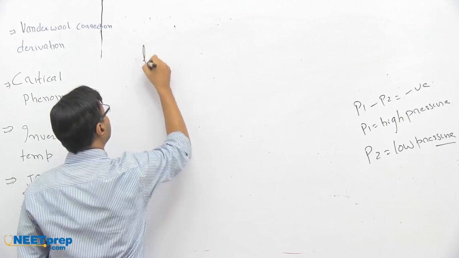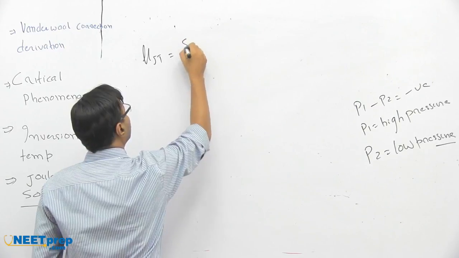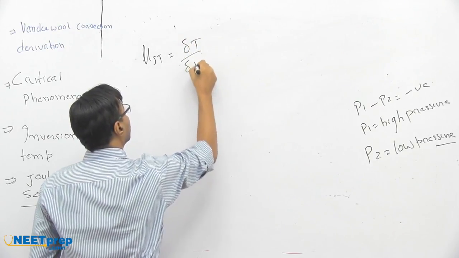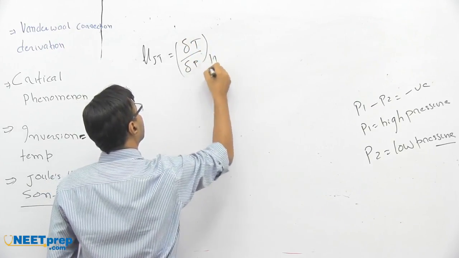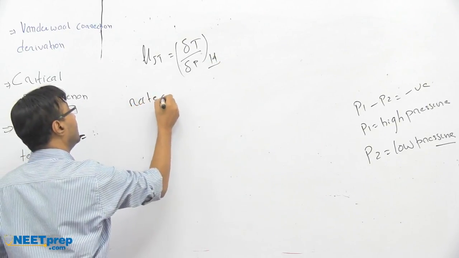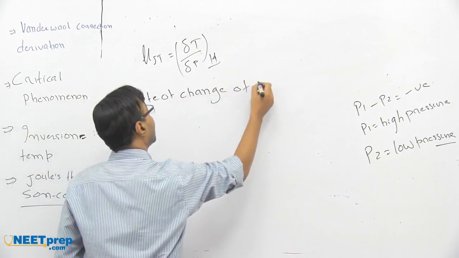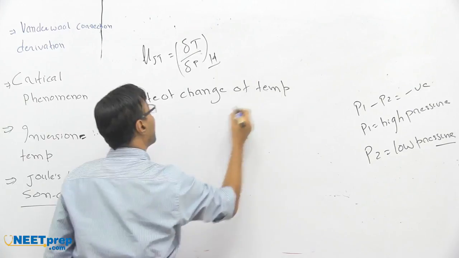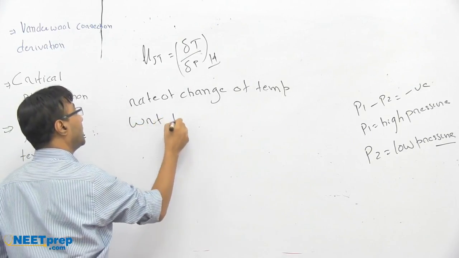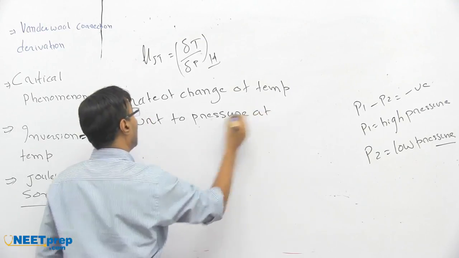Mu JT is equal to the change in temperature by change in pressure at constant heat. It is the rate of change of temperature with respect to pressure at constant heat.